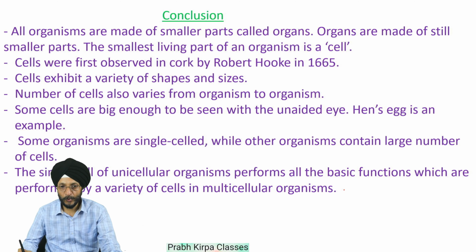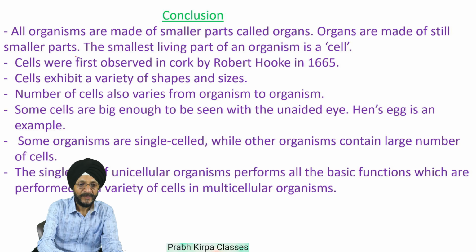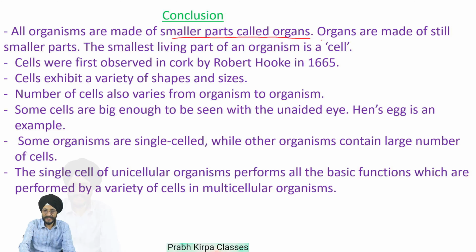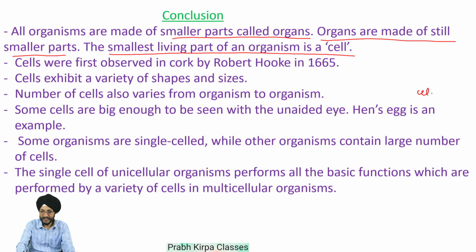So we will conclude this course. Our conclusion is all organisms are made of smaller parts called organs. Organs are still made of smaller parts. The smallest living part of an organism is cell. As you know, first comes cell, from cell come tissues, tissues form organ, organ jointly form organ system, and many organ systems join to form the organism.